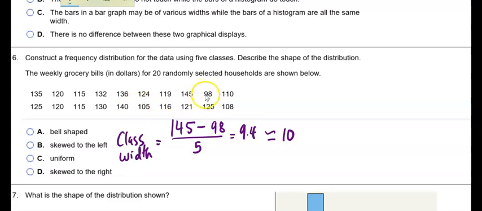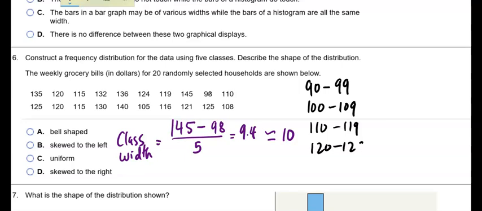So 98 is the smallest value. You can start from 95 if you like, or you can start from 90. So I should say start from 90: 90 to 99 is the first class, 100 to 109 the second class, 110 to 119, 120 to 129, 130 to 139. Oh, we already have 5 classes here. But it looks like we need one more class because the largest value is 145.